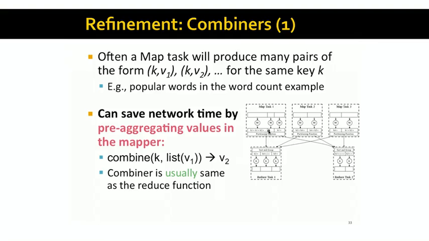You can save some of this network overhead by doing an intermediate sum in the map worker. For example, instead of sending 1,000 tuples that each have the key "the" and the value 1, you can send a single tuple that has the key "the" and the value 1,000. And so you can save a lot of network bandwidth by doing a little bit of pre-aggregation in the map worker.